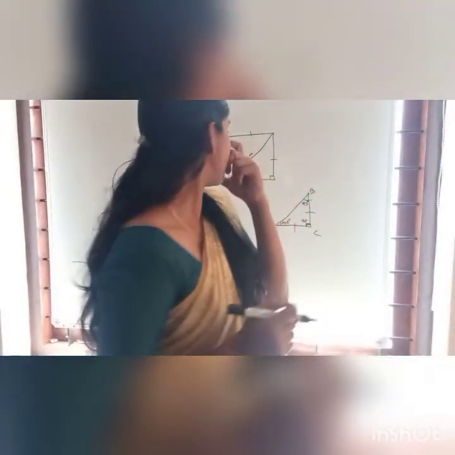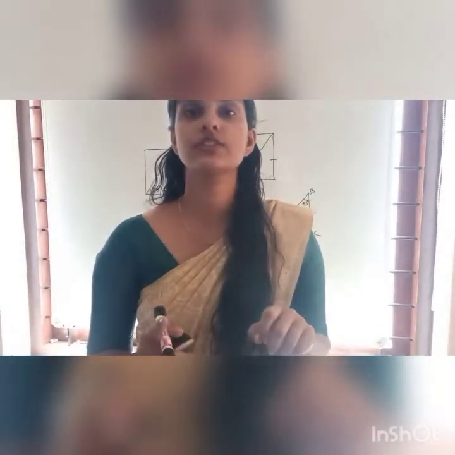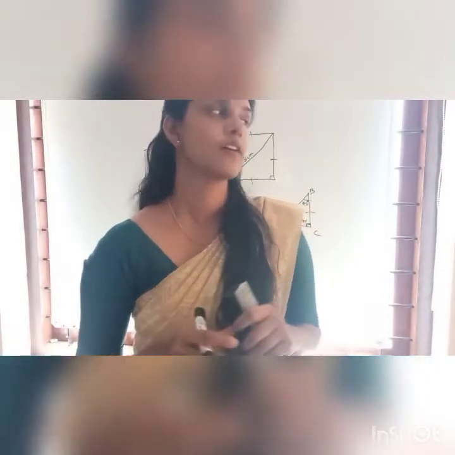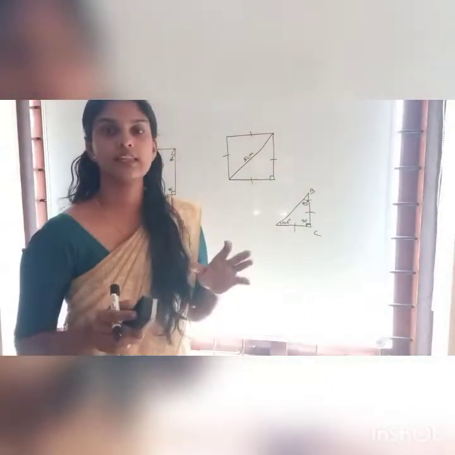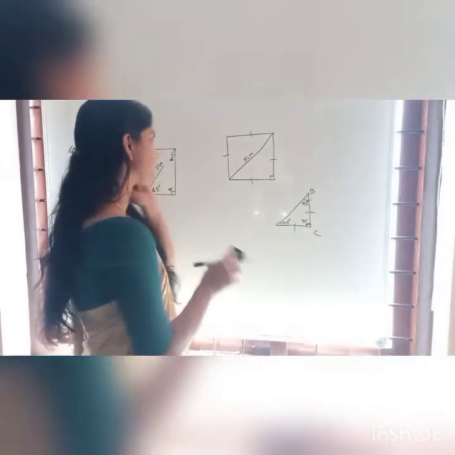Now, next is another case where we will be drawing a square, not using this measure. Here what we have to do is, we need to draw a circle. Okay. And in that circle, we have to draw the square. This is another way to draw a square. So what we have to do? Here also, let's take the diagonal of the square to be 5 centimeter. Okay.